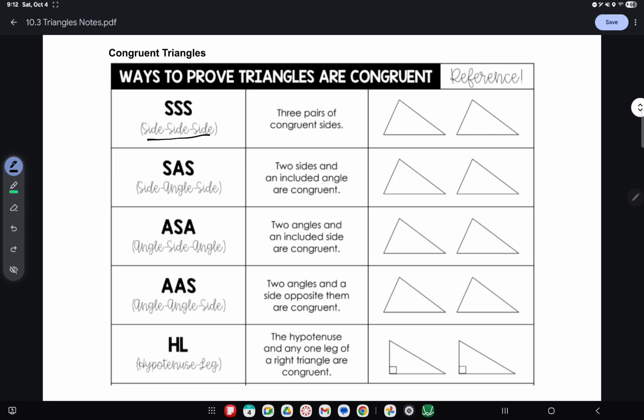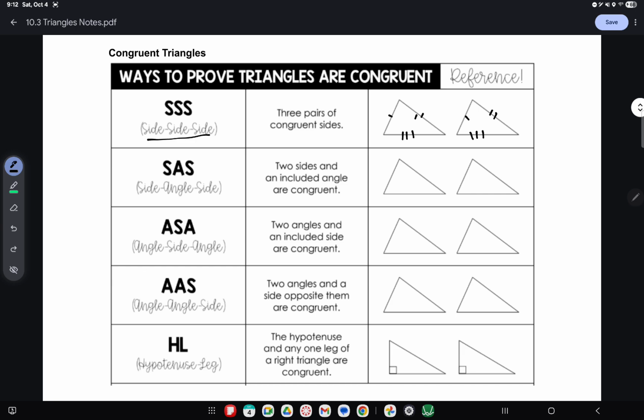So like if we were given a picture and it told us that, hey, this side matched up with this side, this side matched up with this side, and this side matched up with this side, that's telling me that all of those three sides are congruent. So that makes the triangle congruent. So that means all of the corresponding parts of the triangle would be congruent. If all the sides are matched up in congruence, then all the angles would match up in congruence as well.